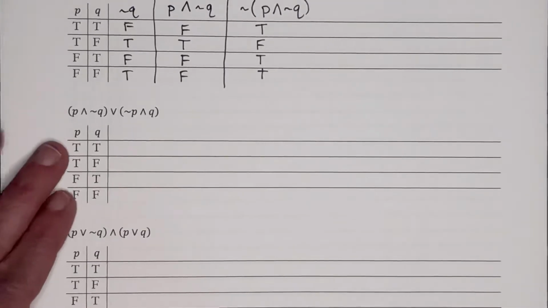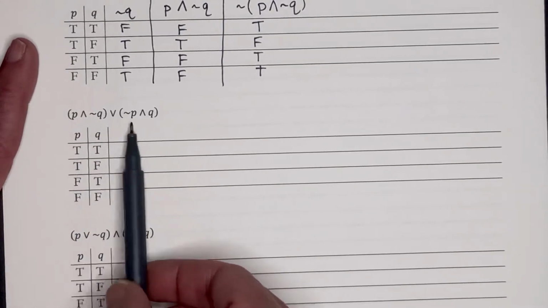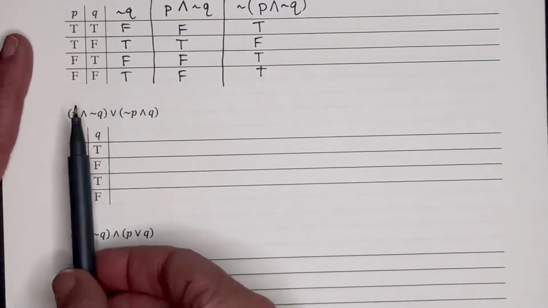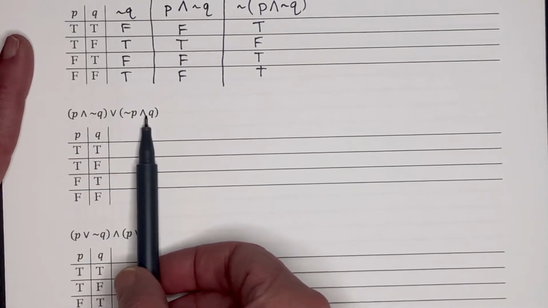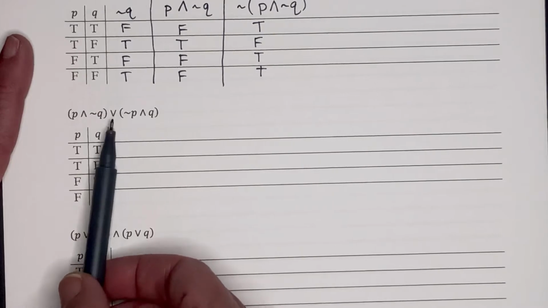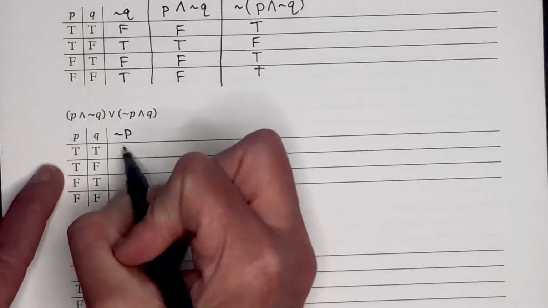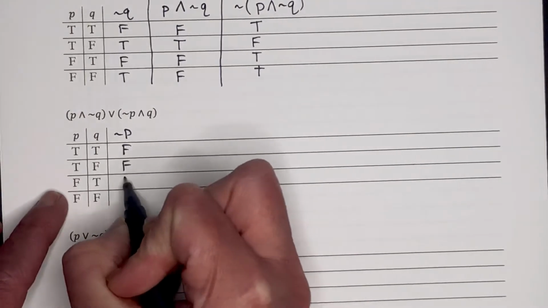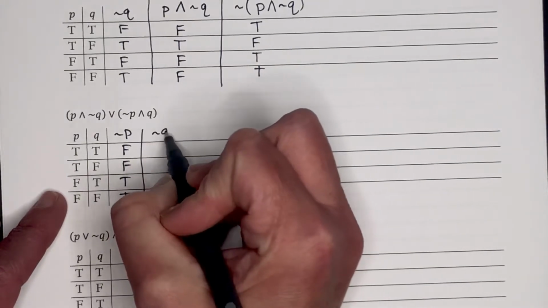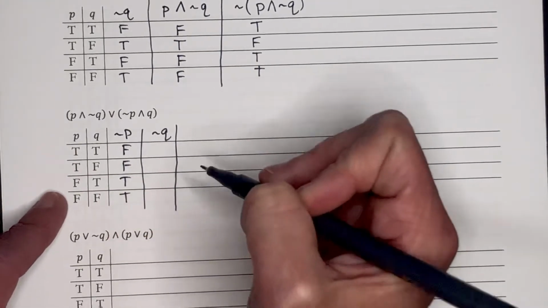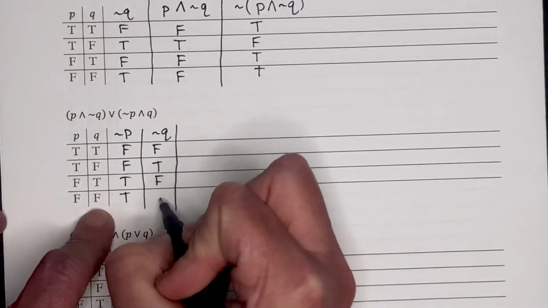Okay, let's look at this one that's more complicated. I am going to first write down my negations so that I have them there to refer to as I do what's inside the parentheses. So an and here and then an and here. And then my last step is going to be to or right here. So I need a not P, which will be false, false, true, true. I need not Q. And not Q is false, true, false, true.